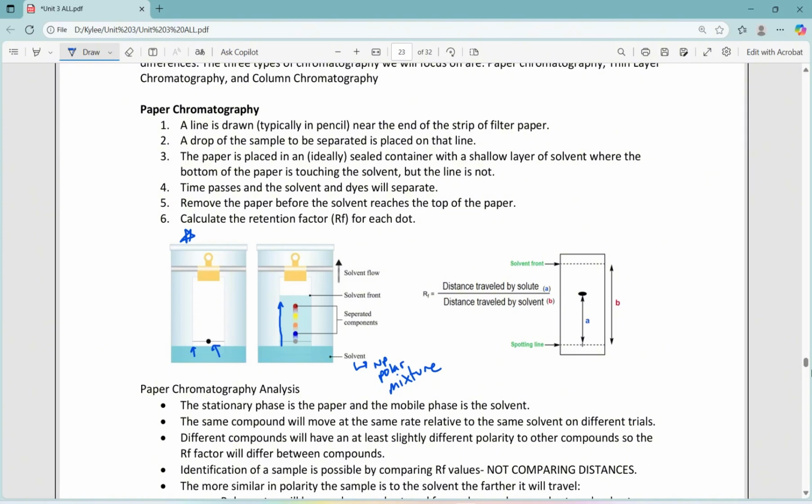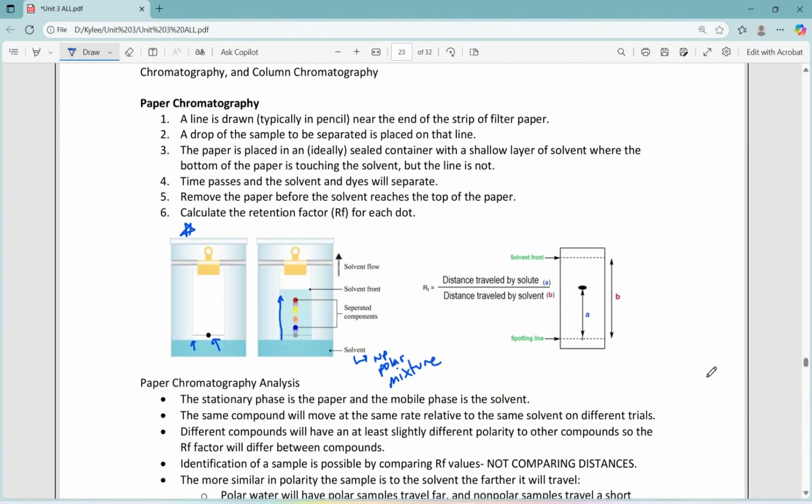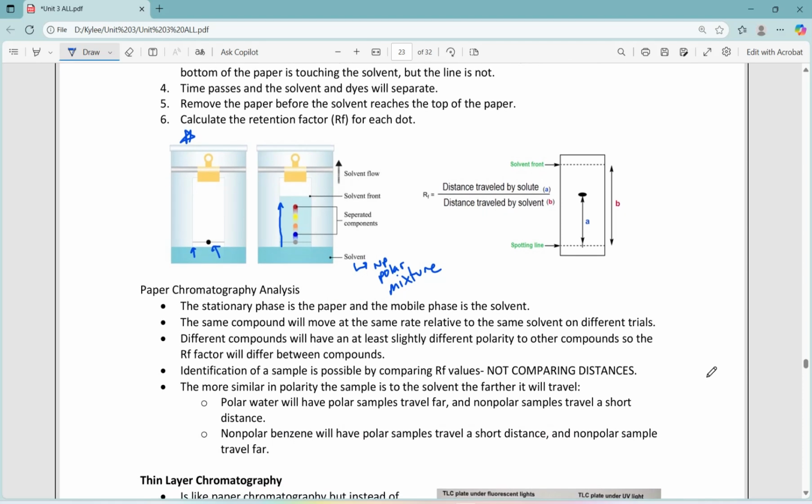So to analyze a paper chromatography, we do what's called an RF value. Essentially, it's a ratio that looks at the distance traveled by the solute divided by the distance traveled by the solvent. So we take a ruler and we measure how far the dot went. This would be my numerator, how far my dot moved, and then how far the solvent moved would be my denominator.